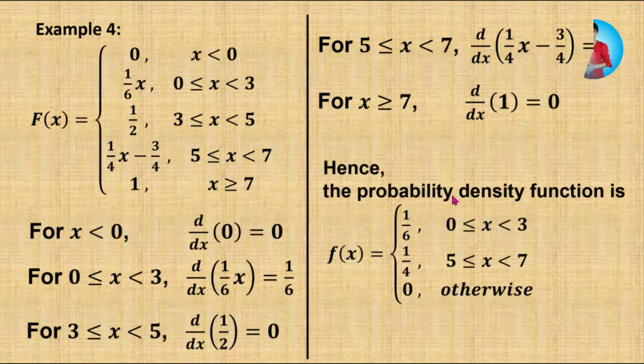So when using the mathematical function notation to write the probability density function, f of x is equal to 1 over 6 under the interval x greater than 0 and less than 3. And f of x is equal to 1 over 4 when x is 5 to 7. And for other values of x, f of x is equal to 0. So this is the probability density function for the random variable x.